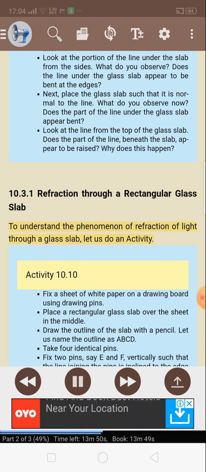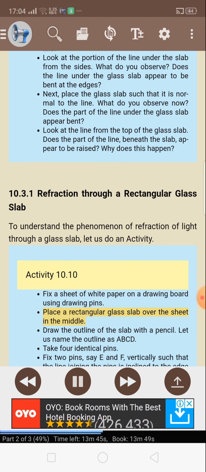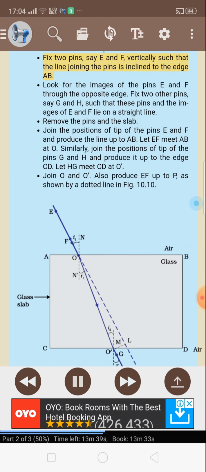To understand the phenomenon of refraction of light through a glass slab, let us do an activity. Activity 10.10. Fix a sheet of white paper on a drawing board using drawing pins. Place a rectangular glass slab over the sheet in the middle. Draw the outline of the slab with a pencil. Let us name the outline as ABCD. Take 4 identical pins. Fix 2 pins, say E and F, vertically such that the line joining the pins is inclined to the edge AB.